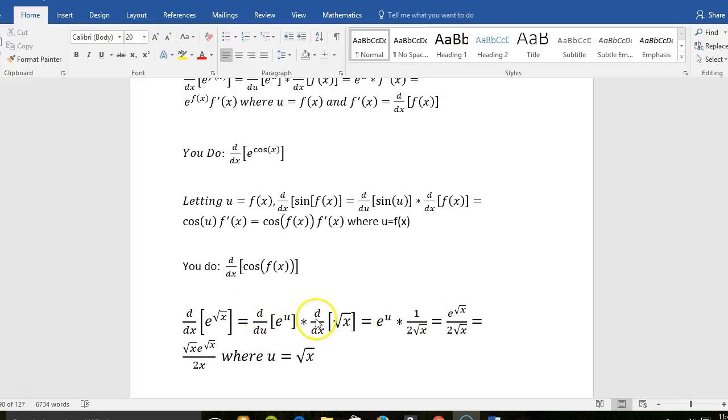And now d by dx of square root of x, remember from times past, that's 1 over 2 radical x. Radical meaning the square root. And so that's equal to, now e to the u, I'm going to replace u with radical x, and that goes on top. And the 2 radical x just stays on the bottom.